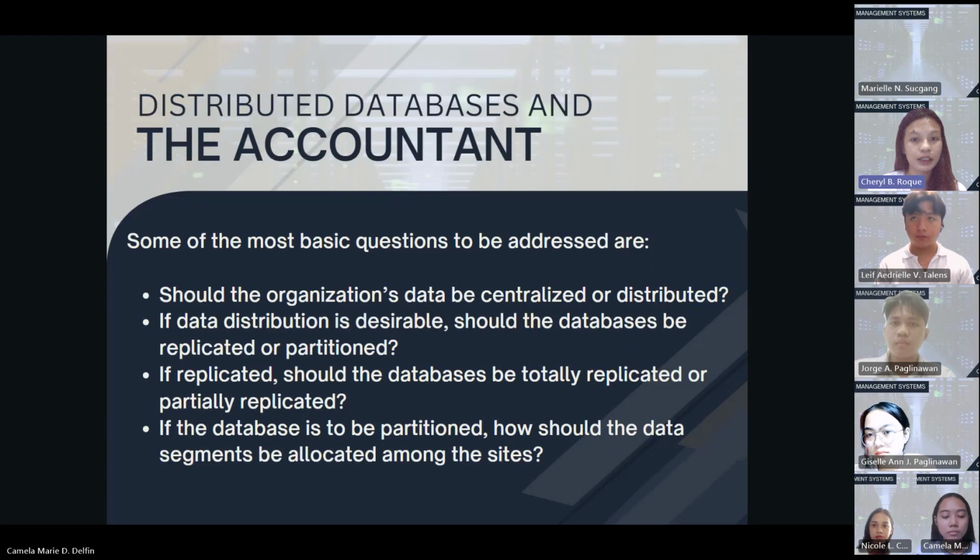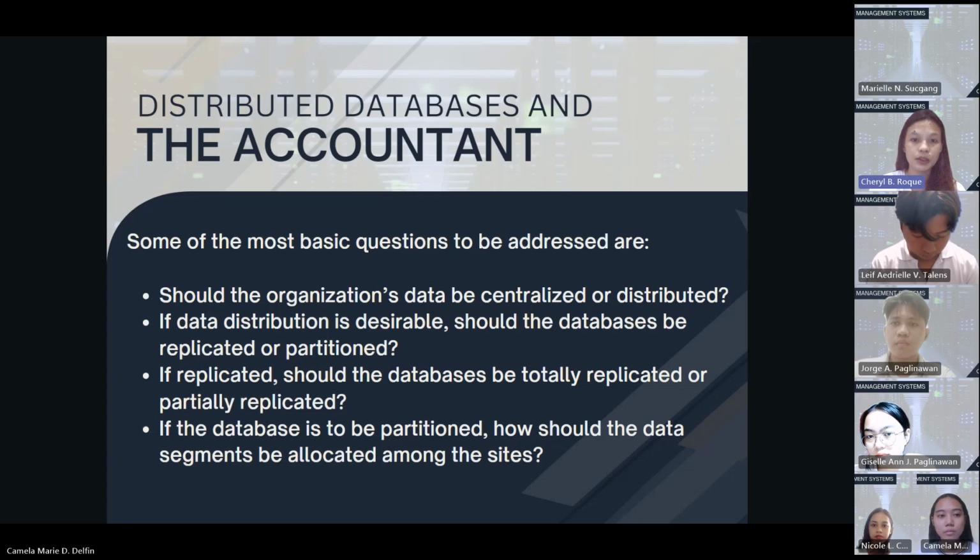So for the last topic under this chapter 9 is the distributed databases and the accountant. The choice to distribute databases requires careful consideration. Various constraints and compromises need to be taken into account. Among the fundamental queries to be tackled are: first, should the organization's data be centralized or distributed? This sentence is asking whether the organization's data should be stored and managed in a central location or if it should be spread out and managed across multiple locations.